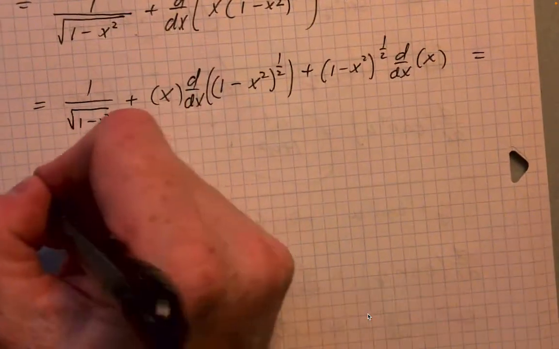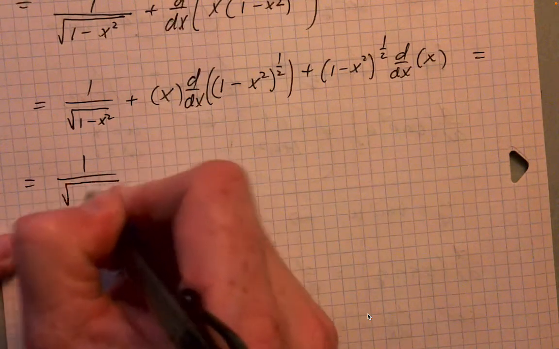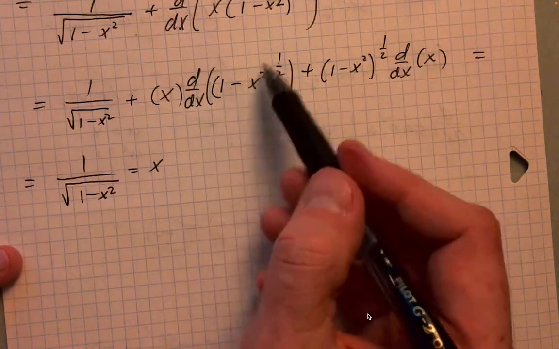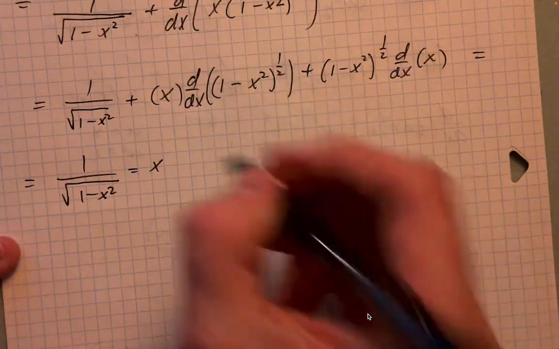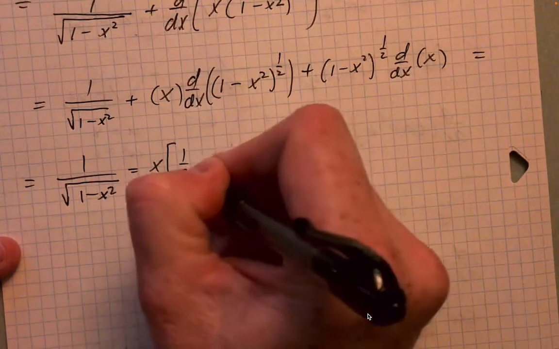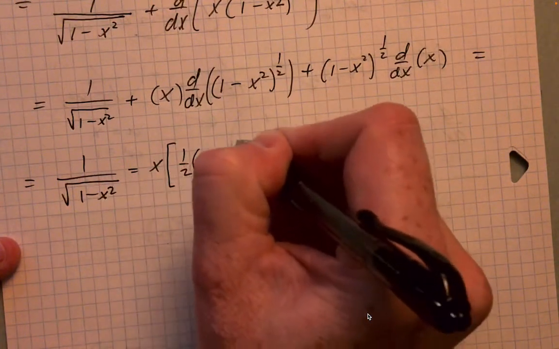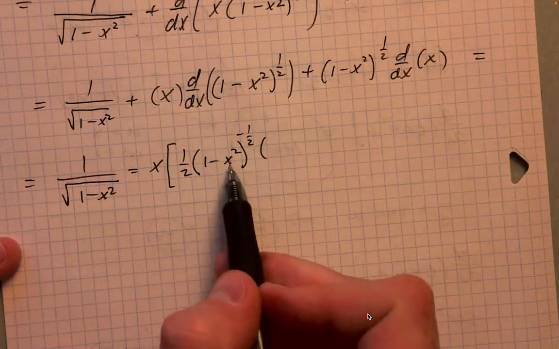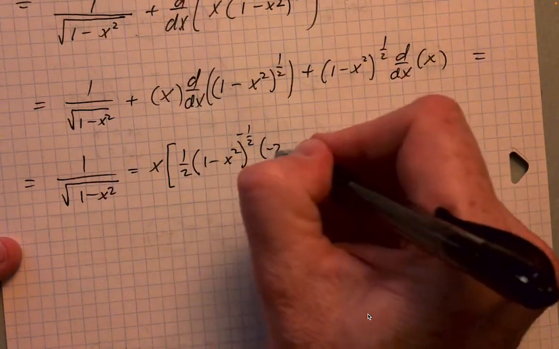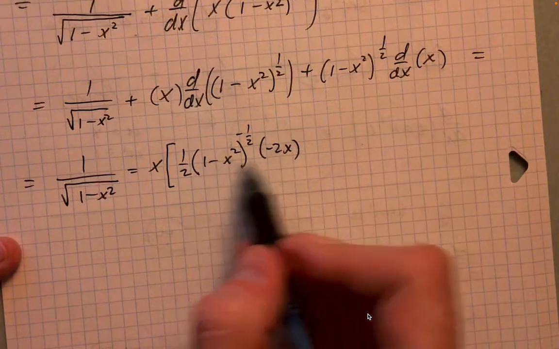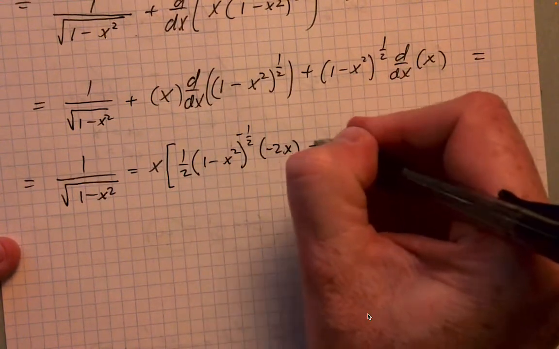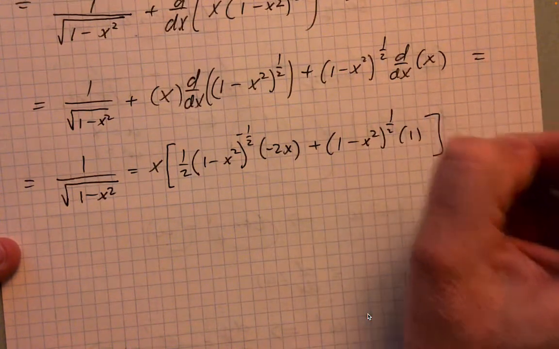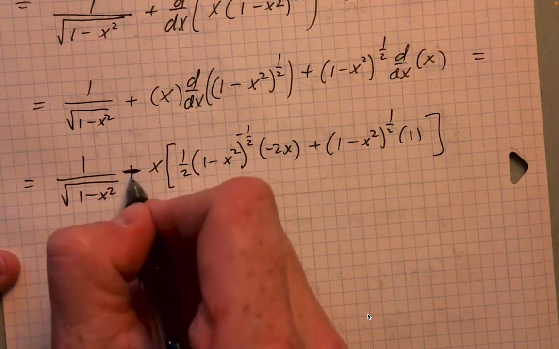And so this is all up front here, and the x stays there. Now, how do I differentiate this? Well, I've got to use the power rule and then the chain rule, right? So I'm going to put a little bracket there. 1/2, and then it's 1 minus x squared to the negative 1/2. And then I've got to differentiate the inside, which would be negative 2x. Does that sound right? Looks right to me. Okay, so that's that piece. So this has the chain rule built into it. Plus 1 minus x squared to the 1/2 power times 1. All right.